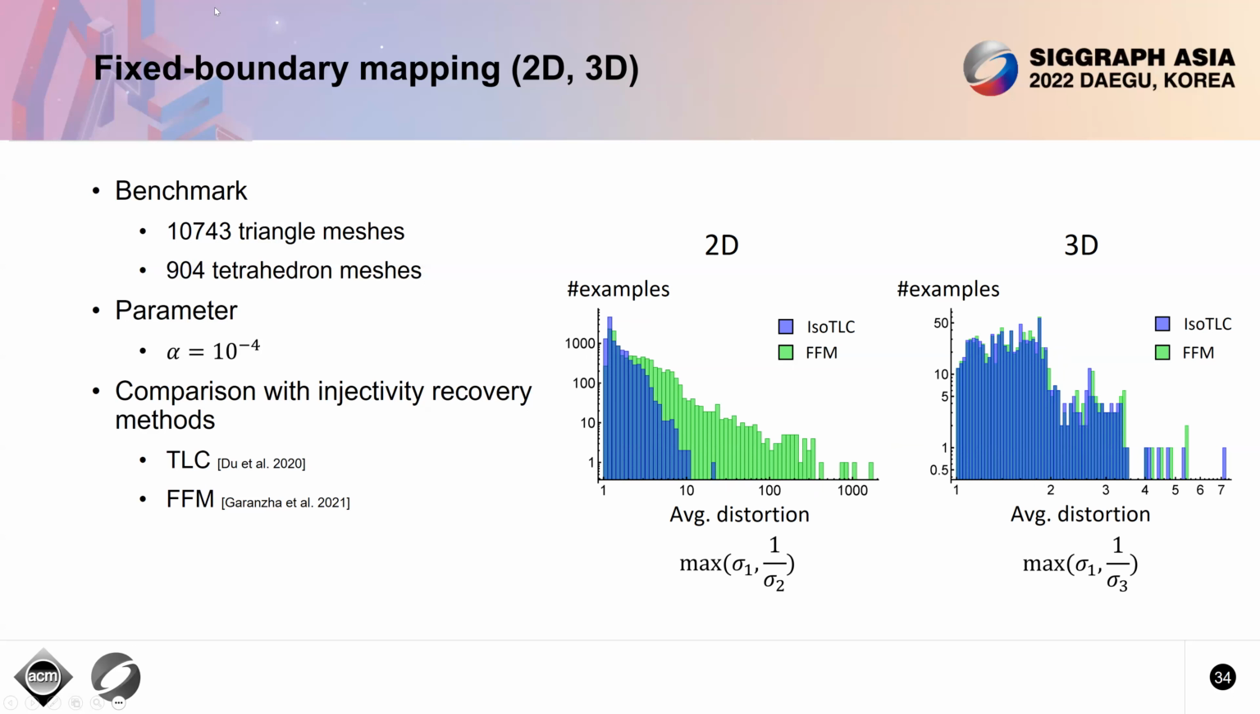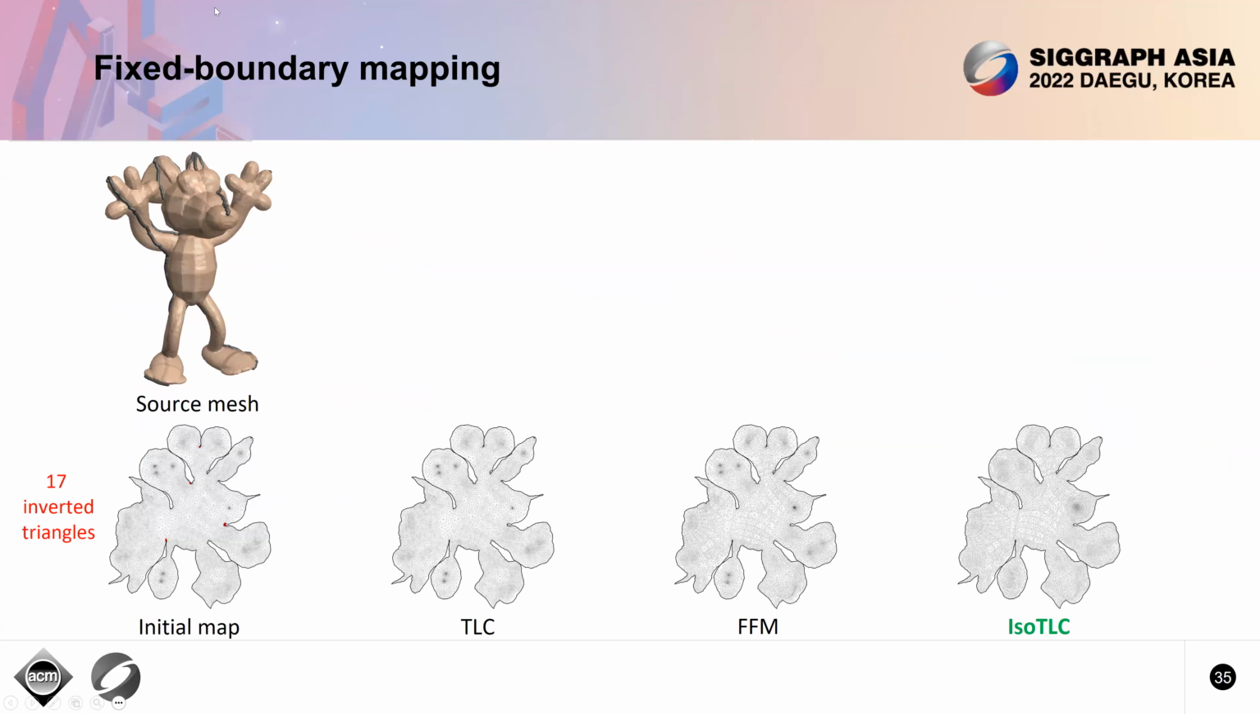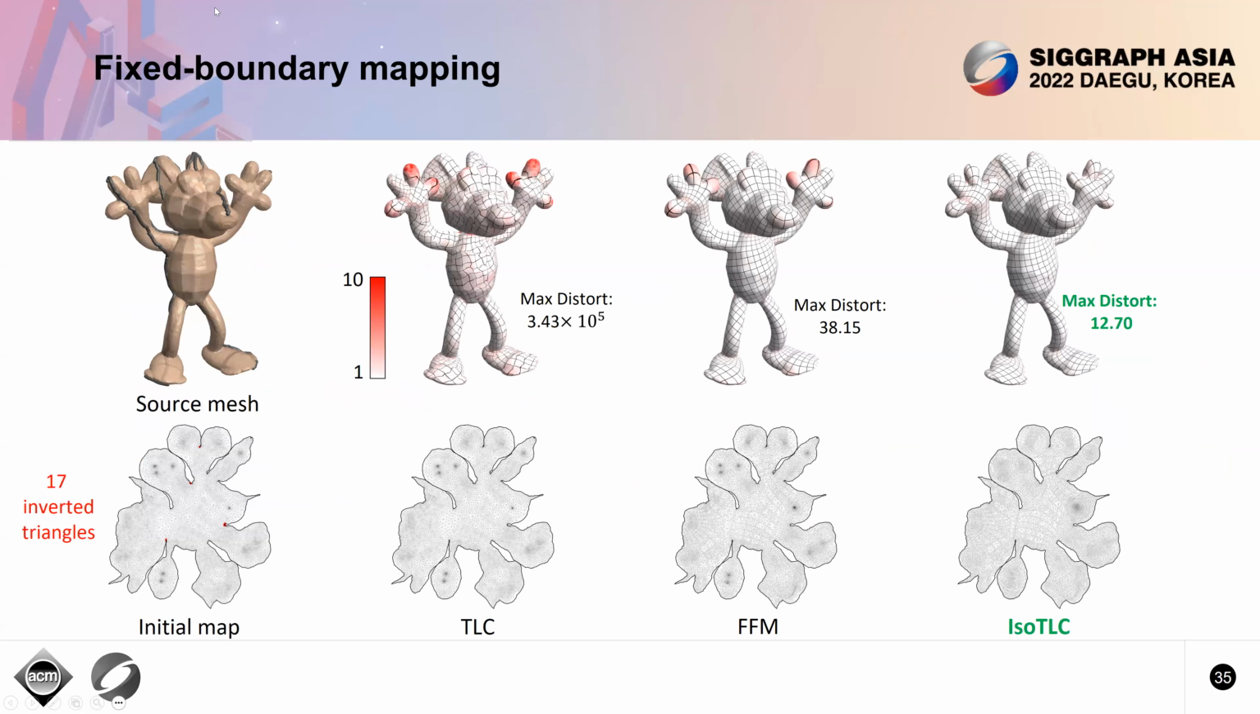Next, we compare the three methods on a concrete example. In this example, we map a mouse into the 2D domain with a fixed boundary. The initial map contains 17 inverted triangles. All three methods recover an injective map. We compare the map distortion by showing the grid line texture and the distortion metric. Our IsoTLC achieves much lower distortion than both TLC and FFM. We highlight the hand of the mouse and observe that IsoTLC best preserves the size of the grid.